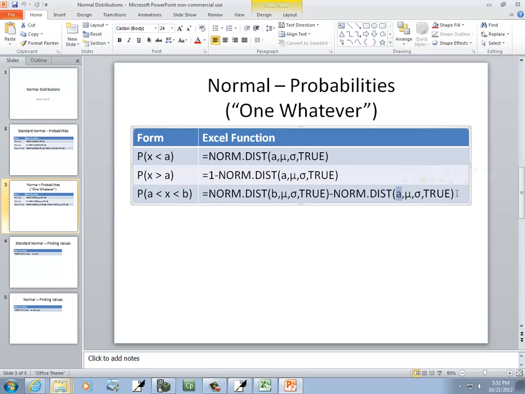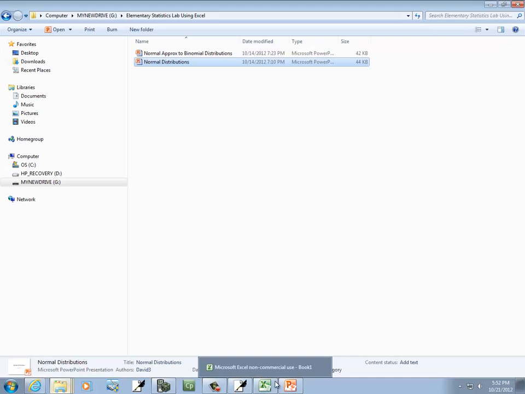You'll know if you screw those up. You'll get a negative probability if you flip those around. So then you just flip it back around the other way. Now that's to find a probability.